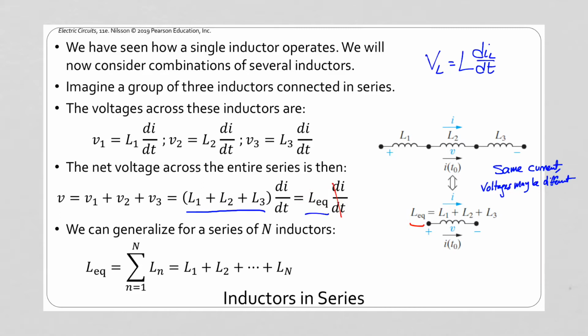So since these two terms are the same, that means that these two terms have to be the same as well, and we've come across an expression for the equivalent inductance for these three inductors in series. We didn't need to have three, we could have had two or four or more. So if we want to generalize for a series of n inductors, the equivalent inductance would be the sum of all of the inductances of all of the inductors in that series combination.